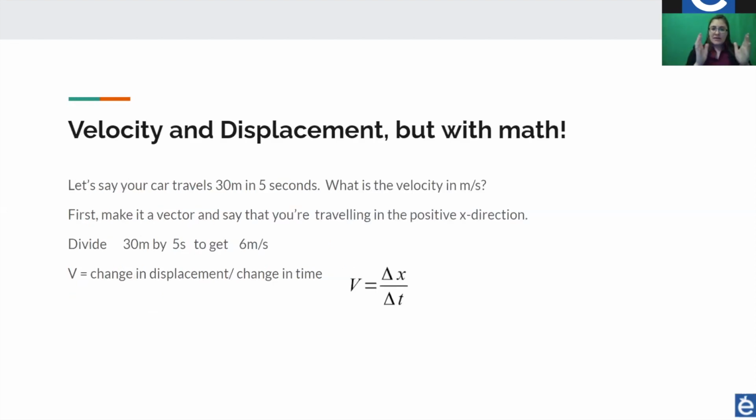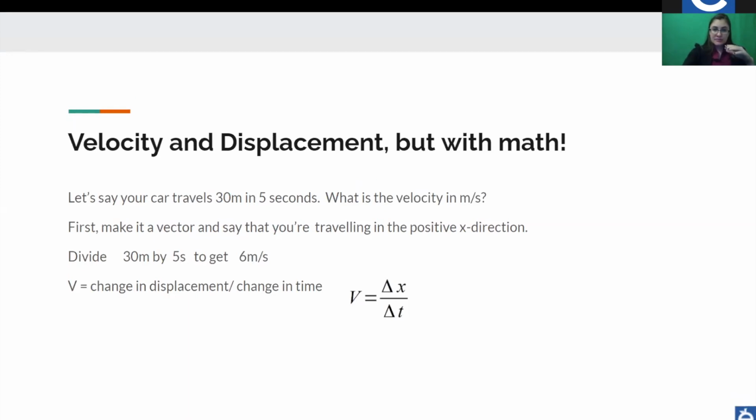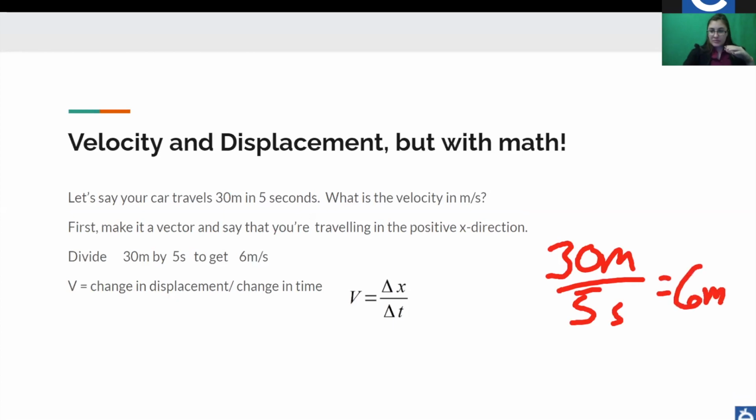Okay, now let's put it all together, add some math. Intuitively, let's think about this. Your car travels 30 meters in 5 seconds. What's the velocity? 30 meters divided by 5 seconds. I'm just going to go ahead and use my annotator. 30 meters divided by 5 seconds is going to be 6 meters per second.